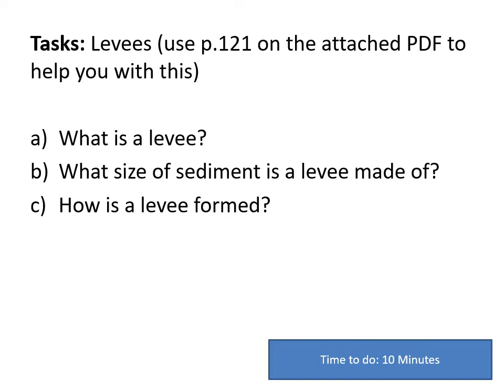So back to the PDF, back to the textbook, and back to page 121. Hopefully it's still open there. You've got 3 questions to answer. Should take at the very most 10 minutes here. For C, please include a diagram as well. Get that pencil out and draw and illustrate how a levee is formed, as well as some writing to go along with it, using as many key terms as you can. You've got 10 minutes. Pause the video now.